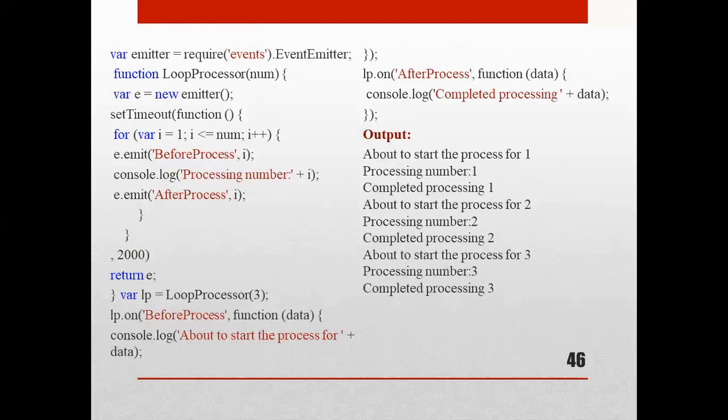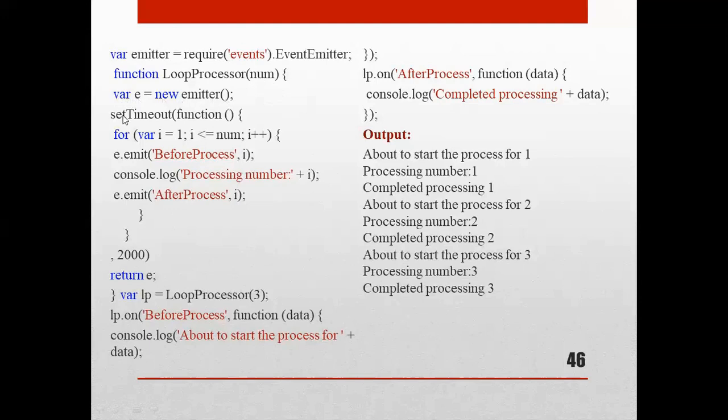First we have to import the events module by using the require function like this, where emitter is equal to require events dot EventEmitter. We are going to import that class from the events module. Then write a function, here the function is loopProcessor and the parameter is number. Then we are going to initialize the emitter, where e is equal to new emitter.